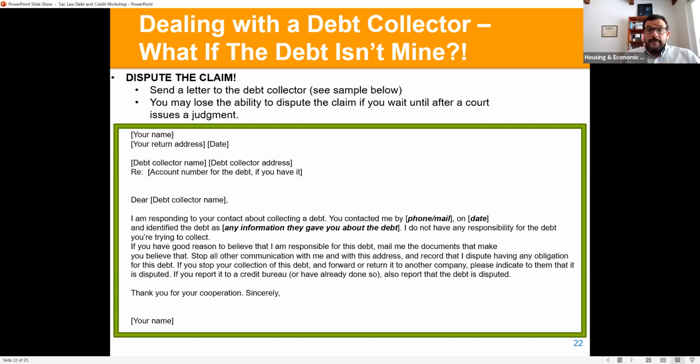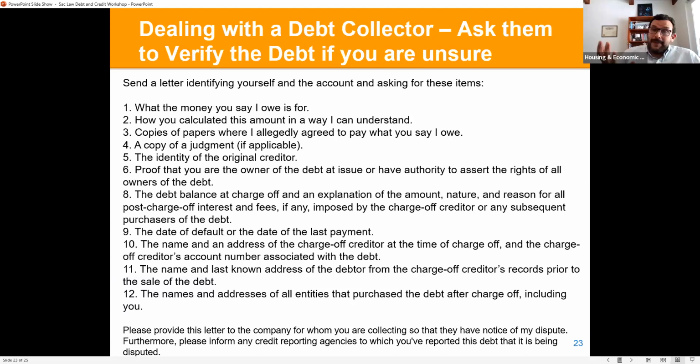Also, if you're unsure, maybe I had this account, maybe I didn't. I don't really recognize the name. They say the original creditor is Wells Fargo. I think I did have a Visa with Wells Fargo or a MasterCard. So this is a different version of the letter that you can send. If it's a debt buyer, you have the right to this information. If it's a debt collector, they don't have to provide all of it. But if you respond within 30 days of the first contact, they do have to provide the basic information to validate the debt. But you're going to ask them for these items.